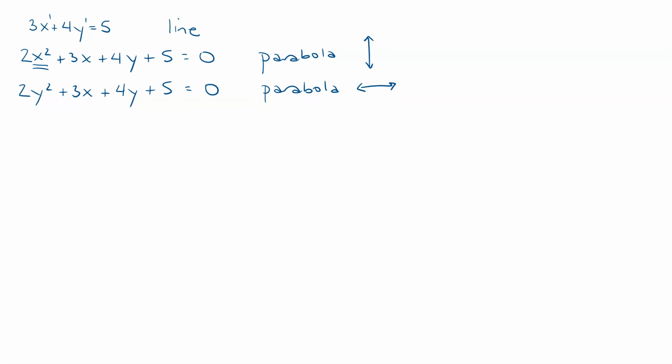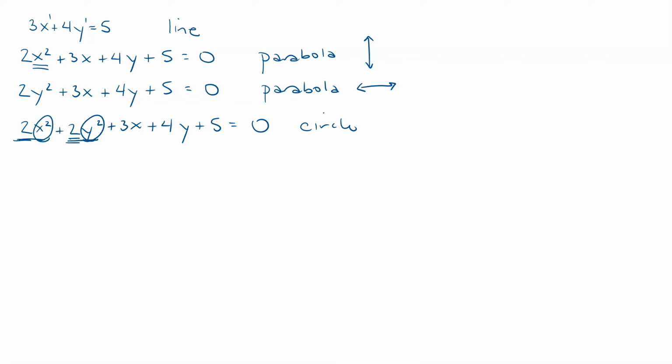If we have, say, 2x squared plus 2y squared, I have x squared and y squared. They have the same coefficients. They're both positive. I know in this case I'm going to have a circle.